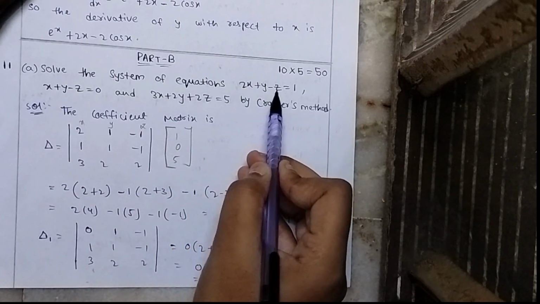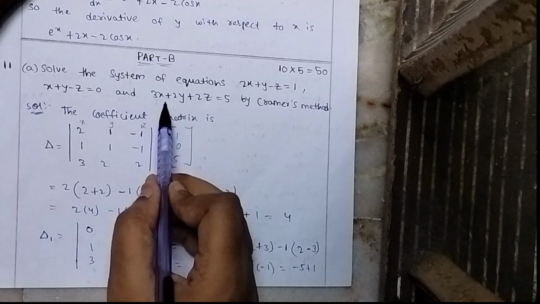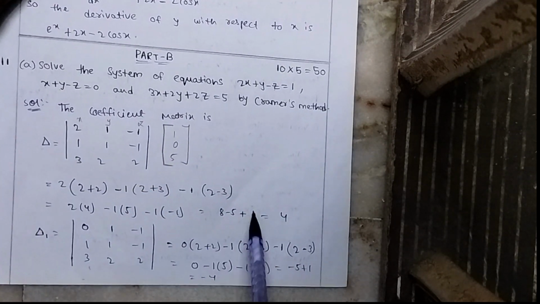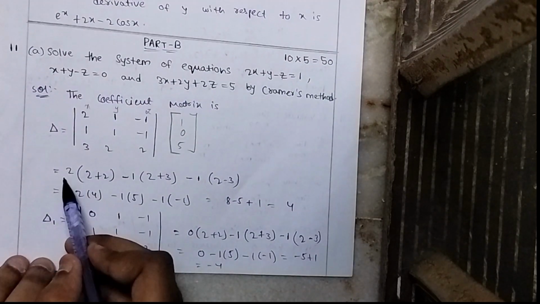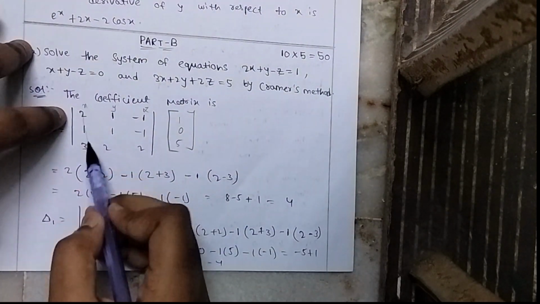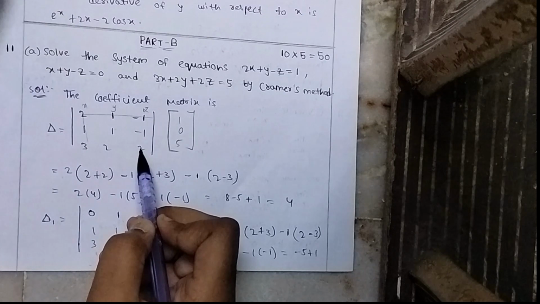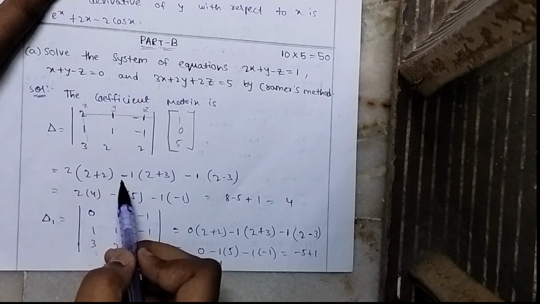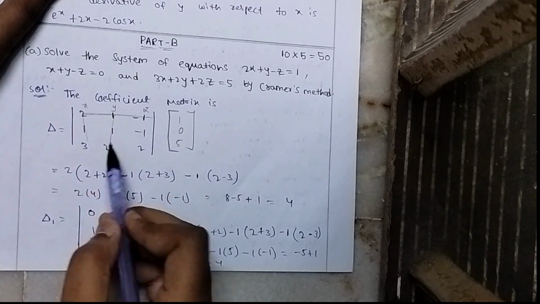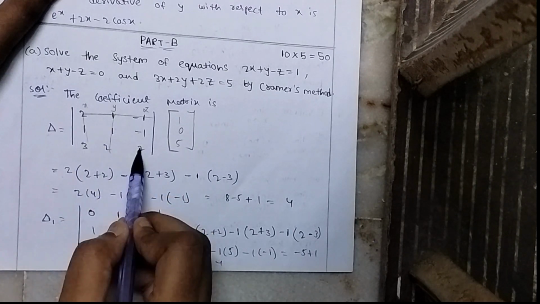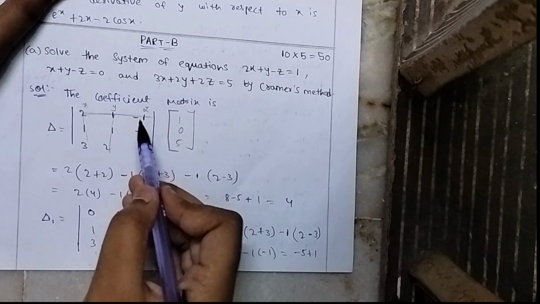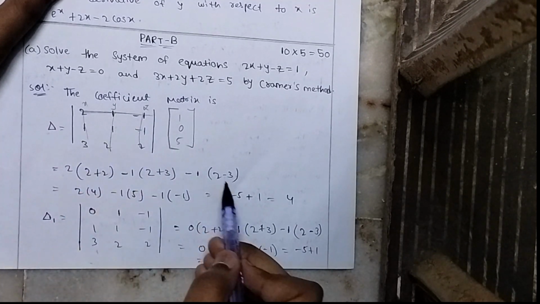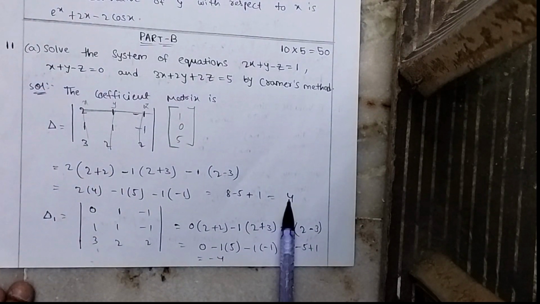So 2, 1, minus 1; 1, 1, minus 1; 3, 2, 2. This is taken as a matrix. So solving this matrix value delta, that means 2 into (1 into 2 minus of minus 1 into 2), that means 2 plus 2, minus 1 into (this one cancels), that means (1, minus 1, 3, 2), so 2 plus 3, minus 1 into (1, 1, 3, 2), 2 minus 3. So the value is 4.